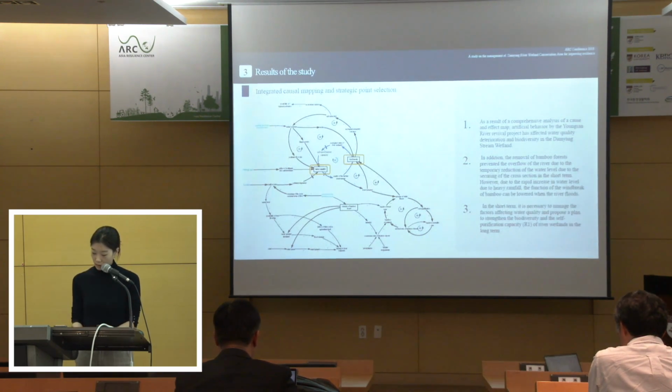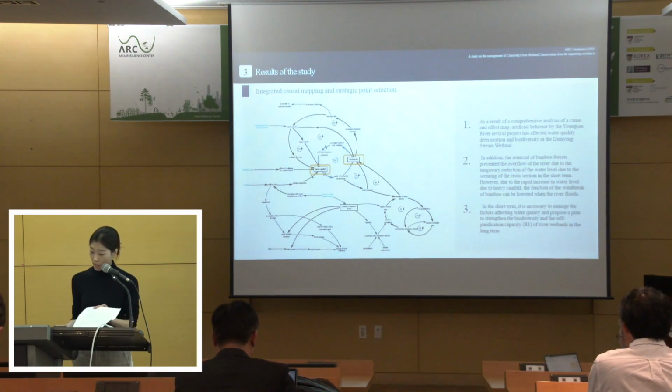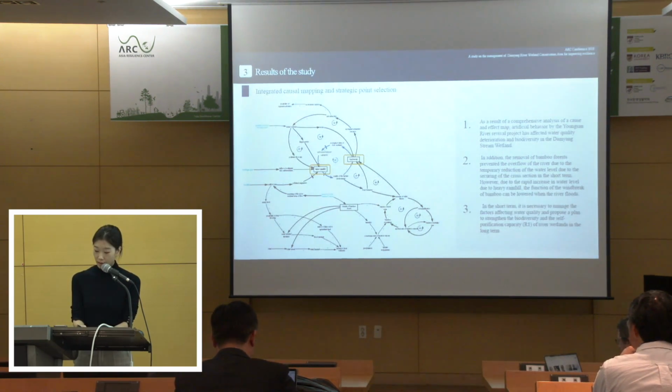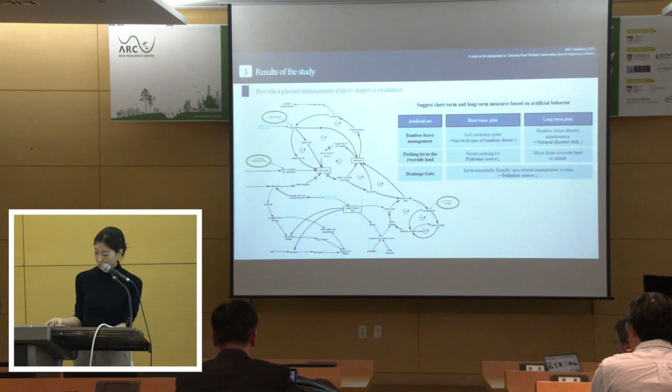As a result of the comprehensive analysis of the causal map, the artificial behavior of the Yeongsan River Revival Project has affected water quality deterioration and biodiversity in the Damyang Stream wetland. In the short term, it is necessary to manage the factors affecting water quality, and to propose a plan to strengthen the biodiversity and the self-purification capacity of the river wetland in the long term. The following steps are suggested to improve resilience.